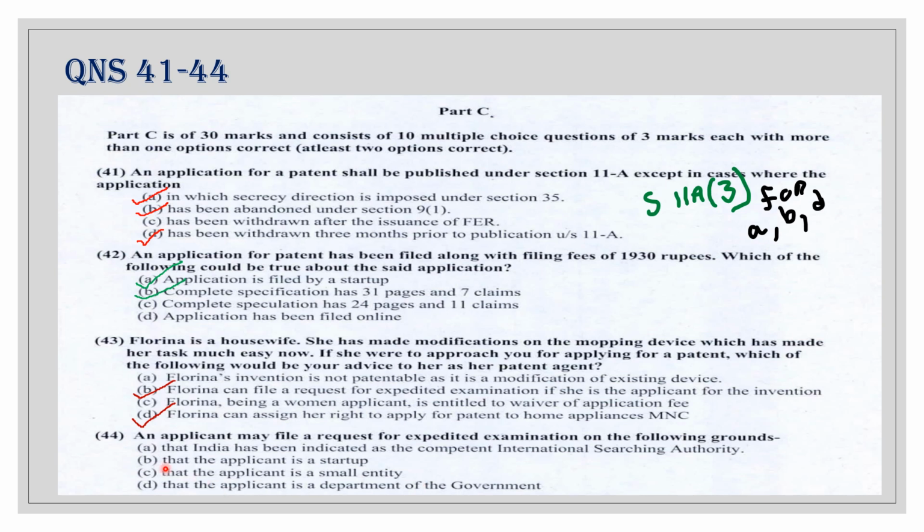Now question number 44. An applicant may file a request for expedited examination on the following grounds. Option A, that India has been indicated as the competent international searching authority. Option B, that the applicant is a startup. Option C, that the applicant is a small entity. And option D, that the applicant is a department of the government. So here the answers will be, friends, this is a very good question where the answer will be all the options, A, B, C and D.